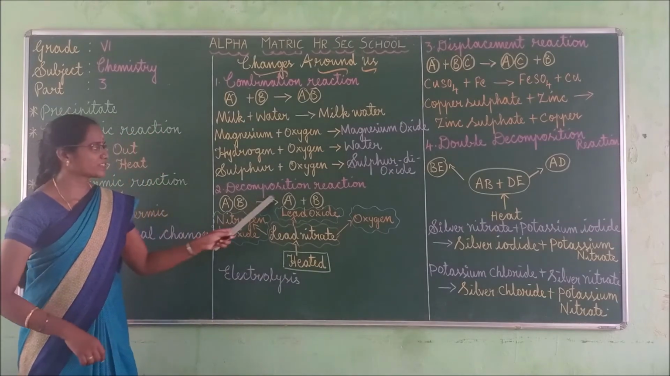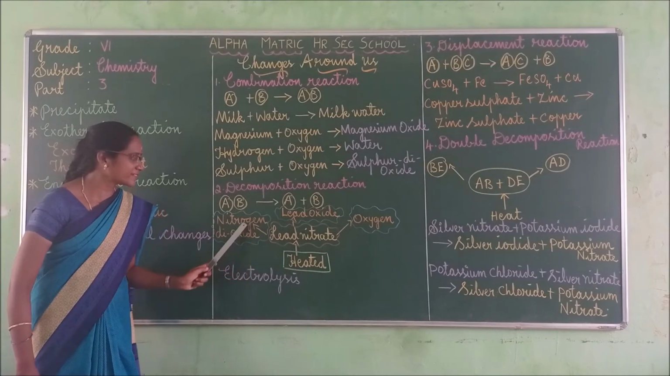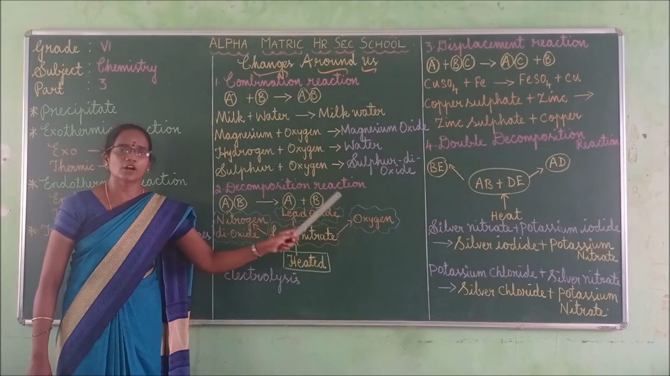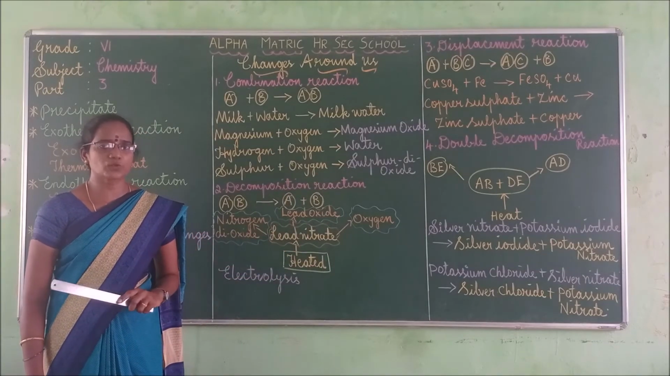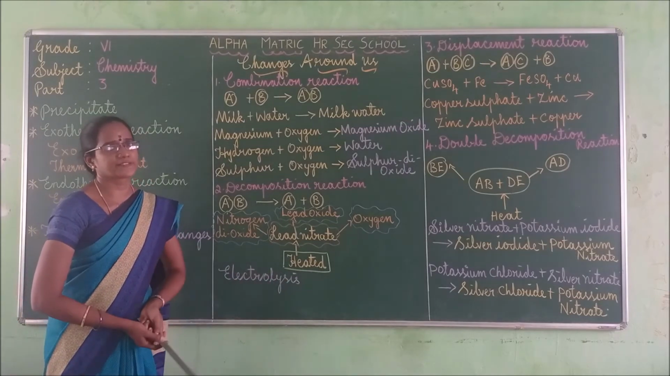So decomposition reaction means what? When a single substance splits into two or more substances, then it is called decomposition reaction. Got it? Right, shall we move to the next one? Good. Next we can move to electrolysis.